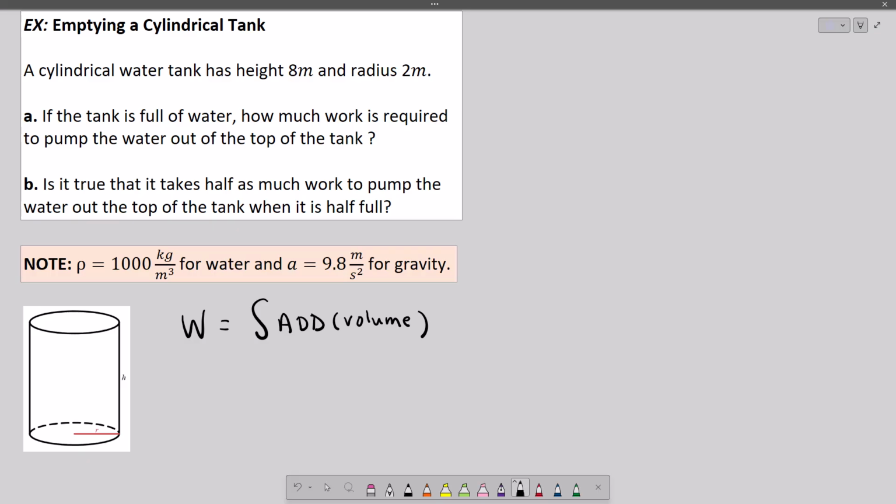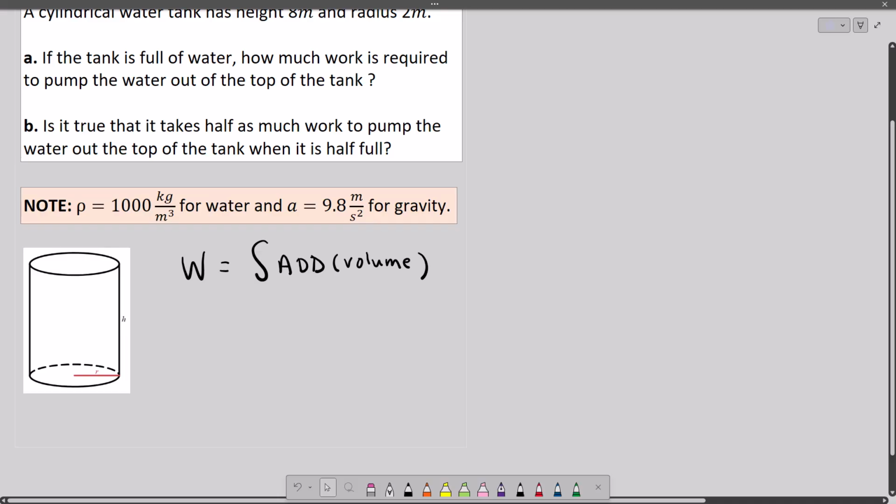And that's what makes the force variable here. Depending on how far that slice has to be pumped, the further it has to be pumped, the more force it takes, which corresponds to more work. So that's why we need an integral here. So we just go straight across the board. So we're going to deal with water. The density is a constant.